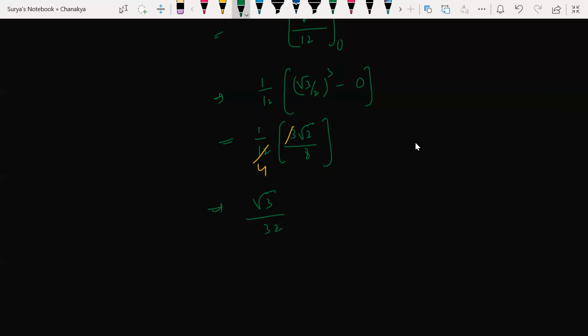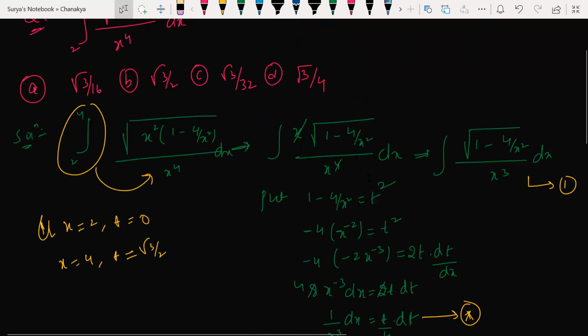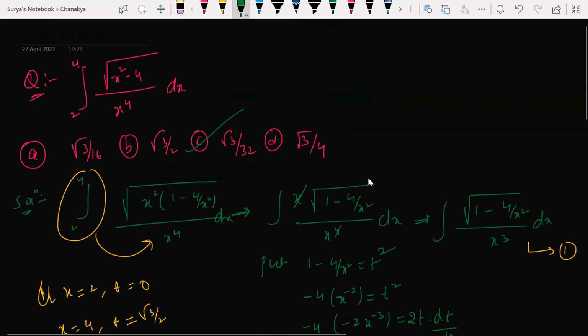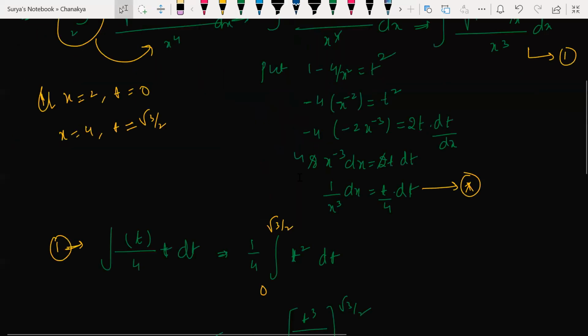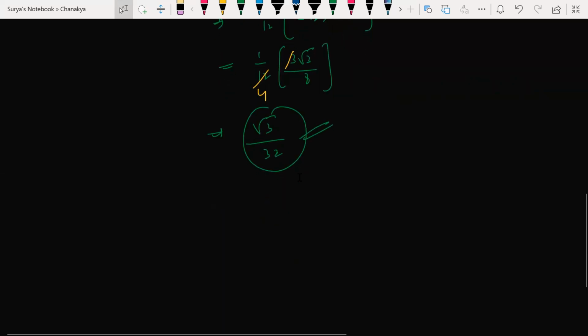Root 3 by 32 is your answer. Root 3 by 32, option C is correct. This is how we solve this question, beta. Any doubts? Very simple question it was.